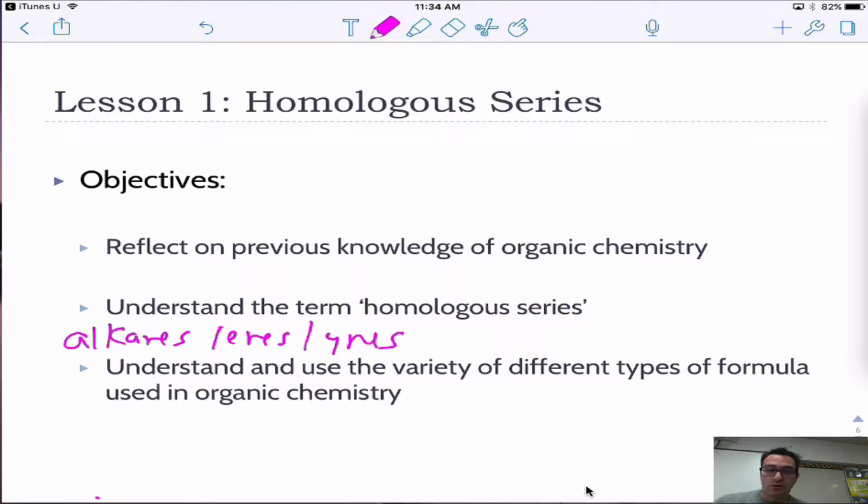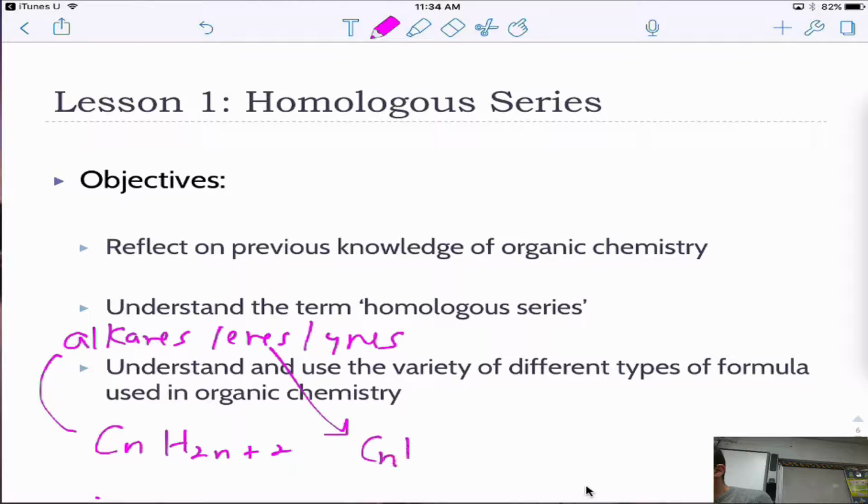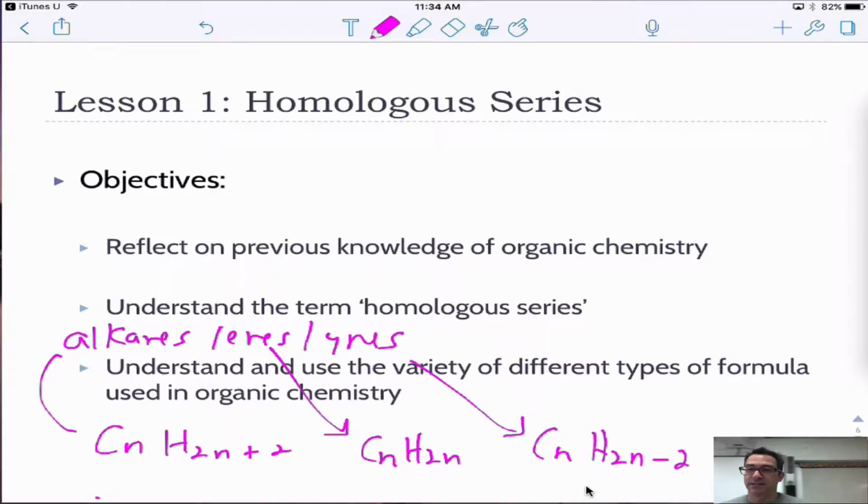And these were all similar because they all had the same type of general formula. If you were an alkane, you had that CnH2n plus 2. If you were an alkene, you had CnH2n. And if you were an alkyne, you were CnH2n minus 2. And I'll mention this again, but those were the homologous series that we dealt with last year.